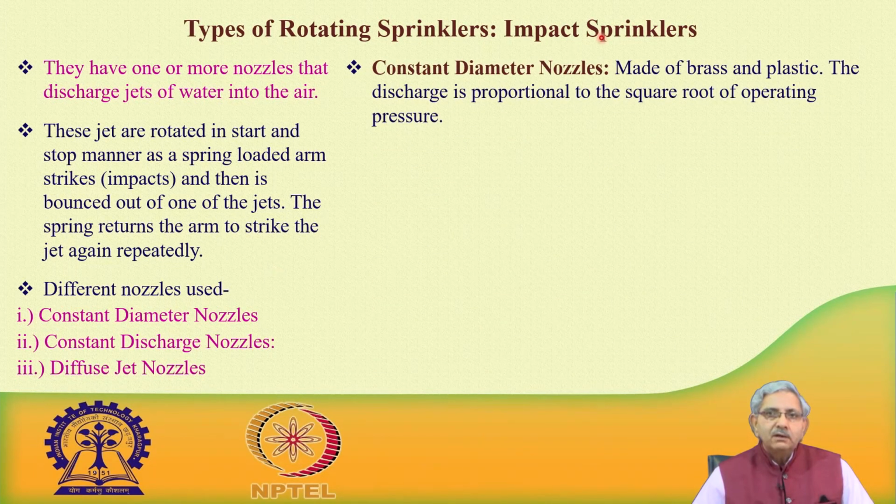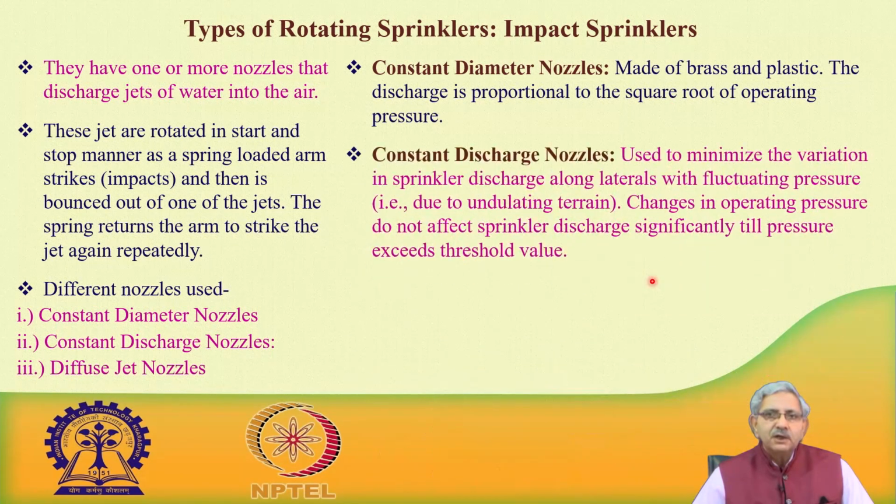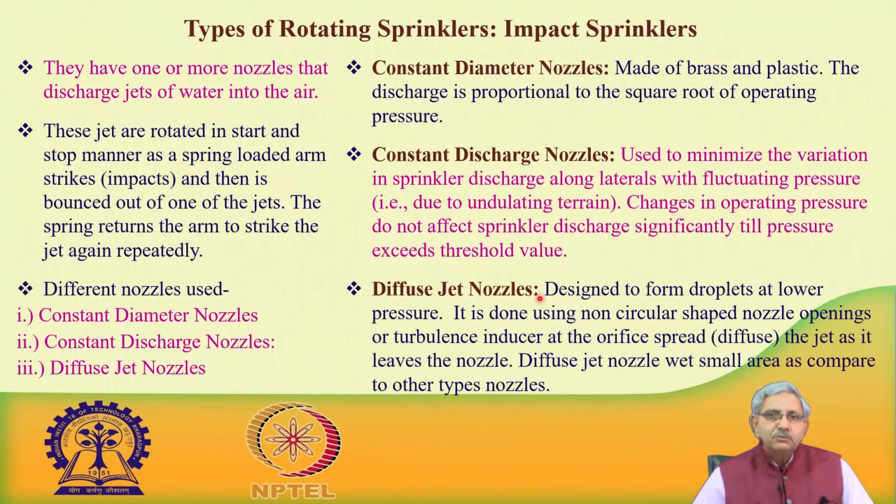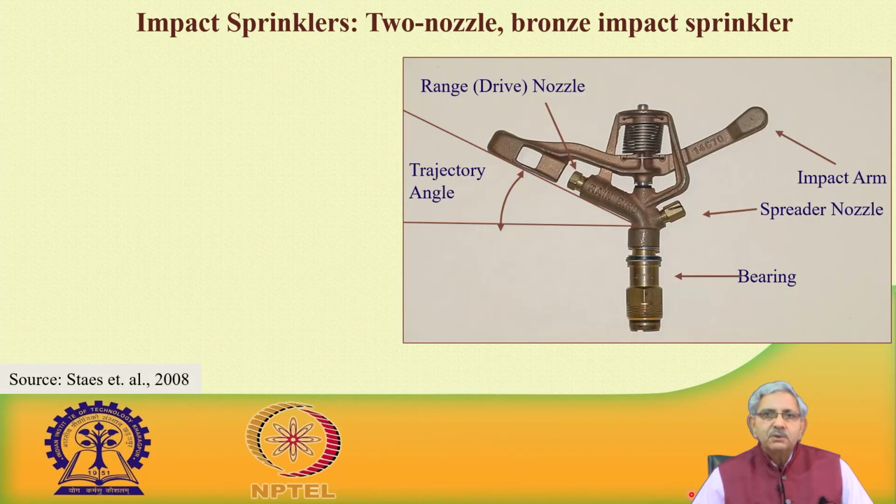The constant diameter nozzles means the diameters are normally of the same size, and it is made in such a way that it delivers a constant discharge. Diffuse jet nozzles are mainly for creating humidity in a particular place. These are of smaller size, but in greenhouses such types of sprinklers are used.